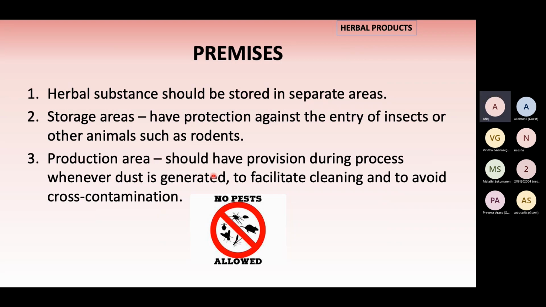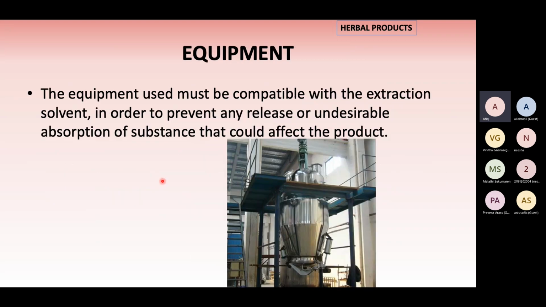The production area should have provision, during processes whenever dust is generated, to facilitate cleaning and to avoid cross-contamination. So maybe there is an exhaust fan to suck out any dust generated from the process, for example. Okay, if your starting material is from the leaf of a plant, after drying you want to grind all of the leaves, so this might cause dust. Okay, so you have to consider this as well in terms of the premises area.